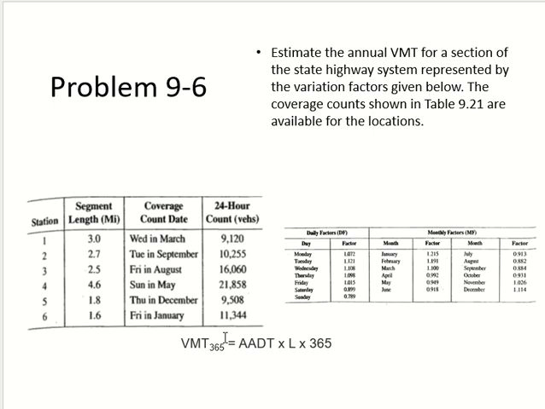So VMT means distance multiplied by the count of vehicles. Now in this question they are asking for VMT for 365 days. 365 days meaning what? The whole year. So I cannot use this value, this is for one day. If you want it for the whole year, I should use the average count of the whole year, right? And that average count is AADT. So the first thing is I need to convert this into average count.